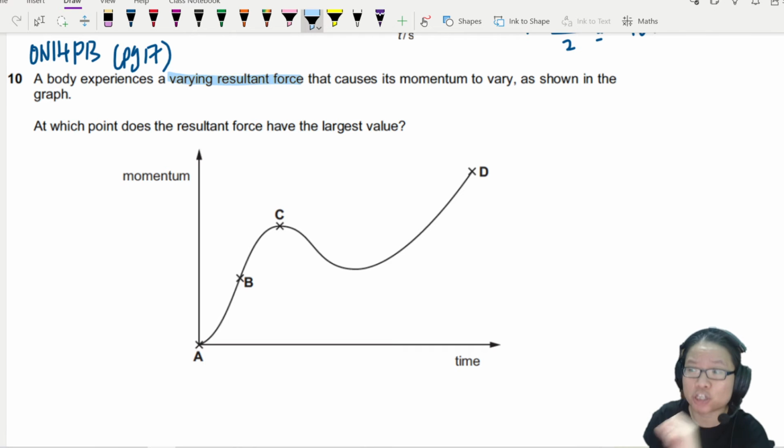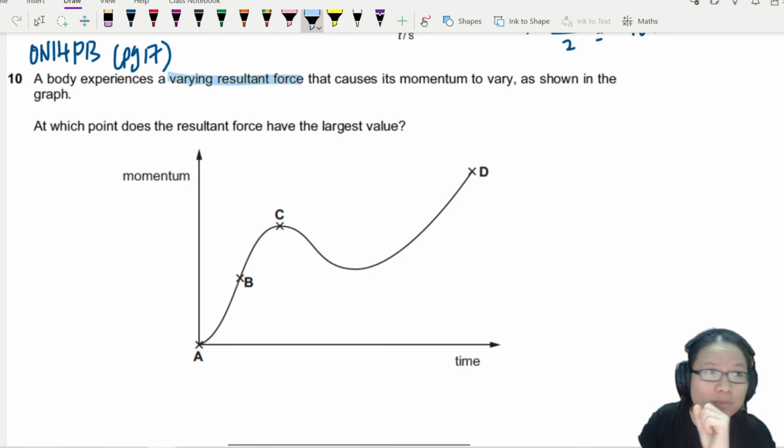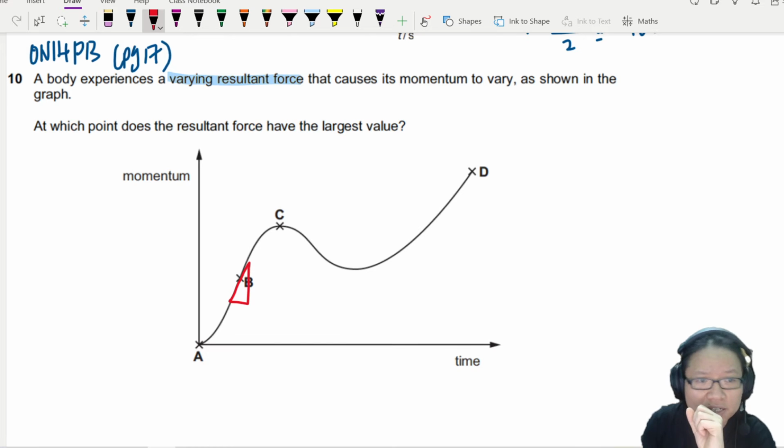Yes, it keeps changing magnitude. So you can see the gradient keeps changing. It also keeps changing direction, because there are certain places where the gradient is positive. And then there are certain places, like this point here, although it's not marked, where the gradient is negative.